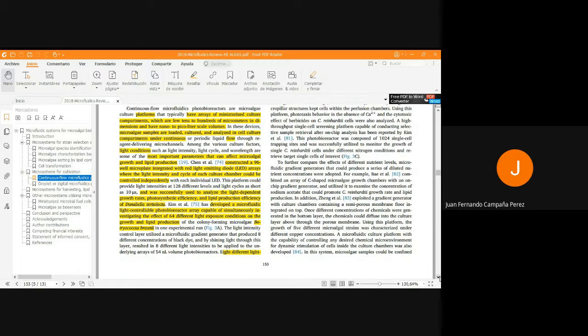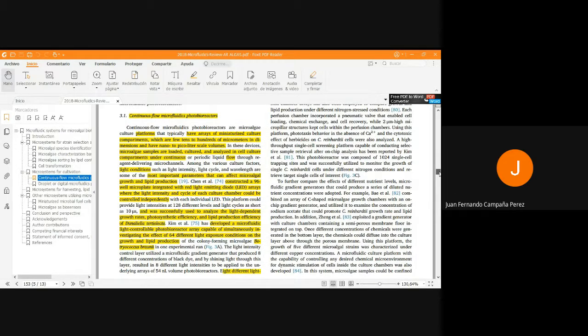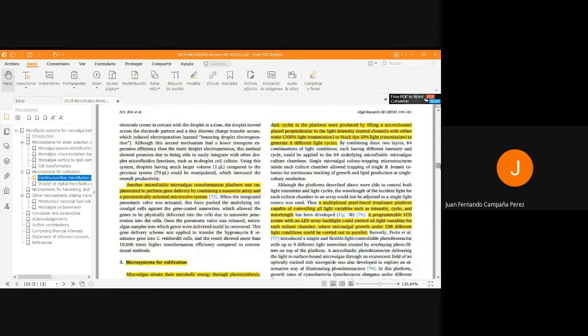Another study developed a microfluidic light-controllable photobioreactor array capable of simultaneously investigating the effect of 64 different light exposure conditions on the growth and lipid production using the microalgae Botryococcus braunii. In this work, eight different light-dark cycles in the platform were produced by filling a microchannel placed perpendicular to the light intensity control channels with either water, 100% light transmission, or black dye, 0% light transmission, to generate eight different light cycles.